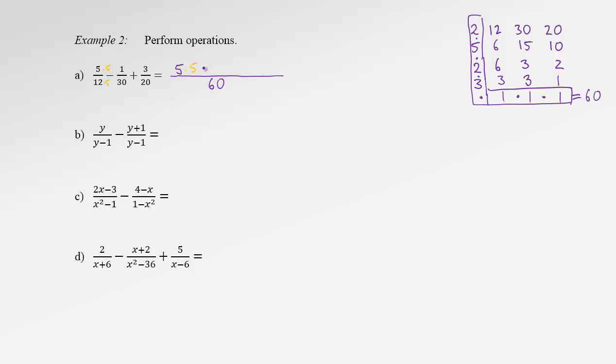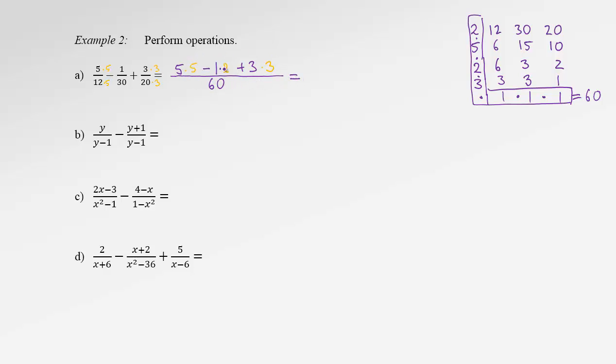Then we copy the minus and 1 times the number that we need to multiply 30 by to get 60. 30 times 2 is 60, so 1 needs to be multiplied by 2 as well. And finally, plus 3. 20 times what is 60? Well, times 3. So we multiply the bottom by 3, therefore the top also needs to be multiplied by 3. Okay, so the hardest part of this question is already done.